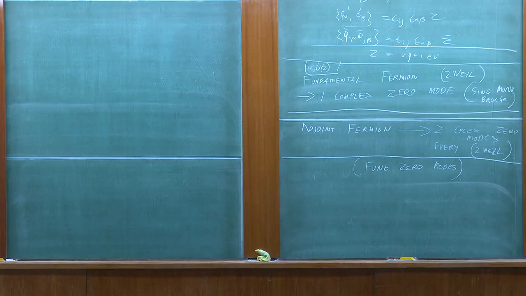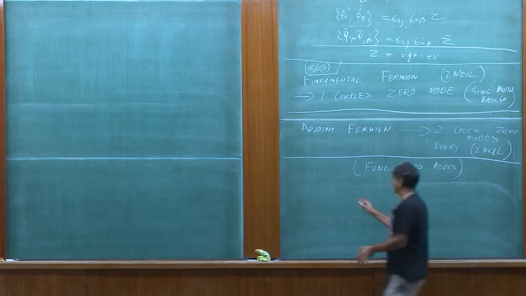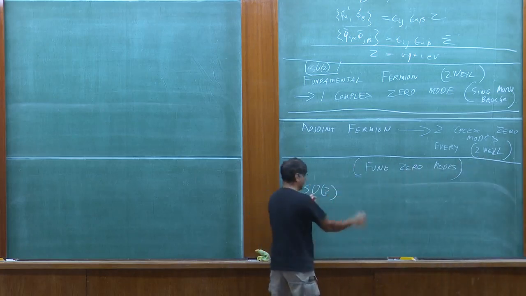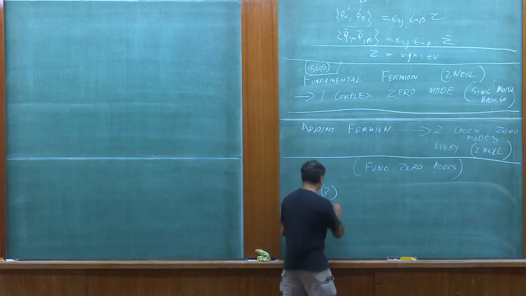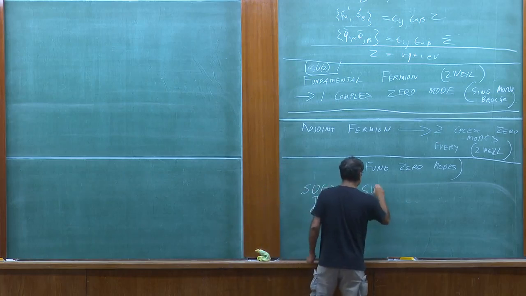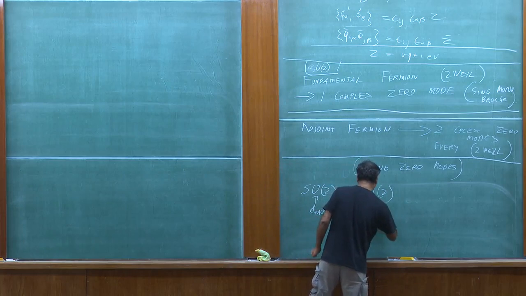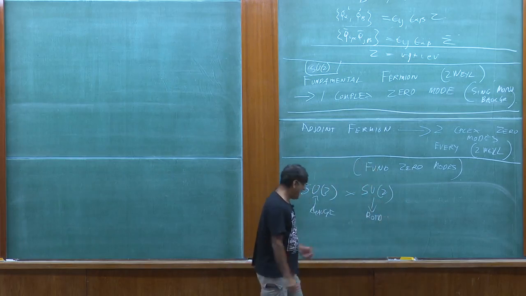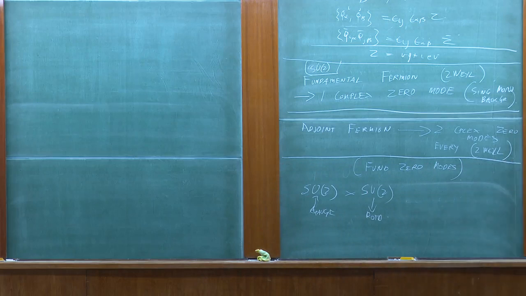So remember that the problem had two apparent symmetries. There was the gauge SU2 times the SU2 of rotations. And our background was invariant only under the diagonal linear combination of these two. So all the quantum numbers of all modes can be organized in multiplets of this diagonal SU2, the one that leaves the background unchanged.